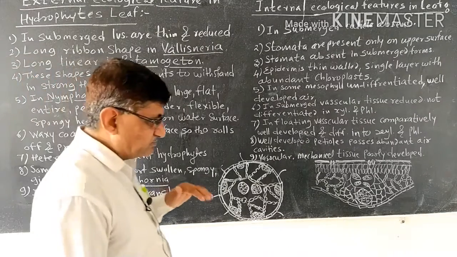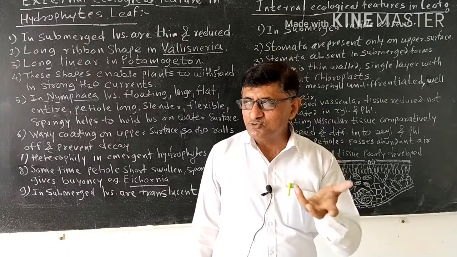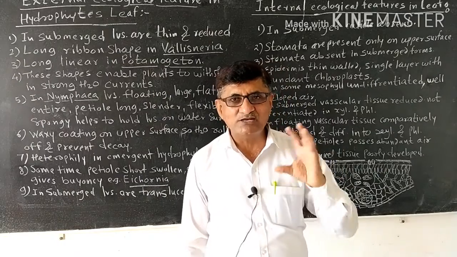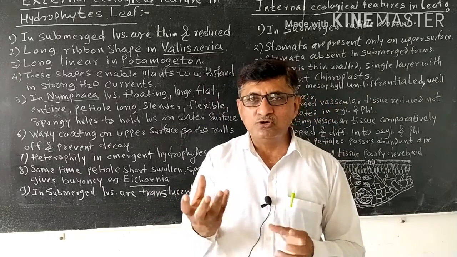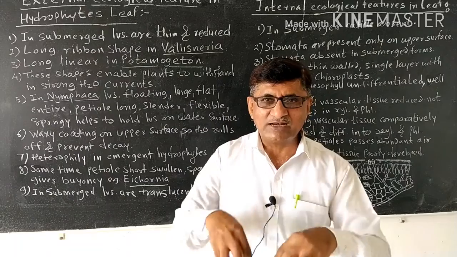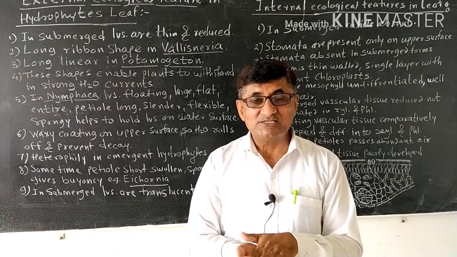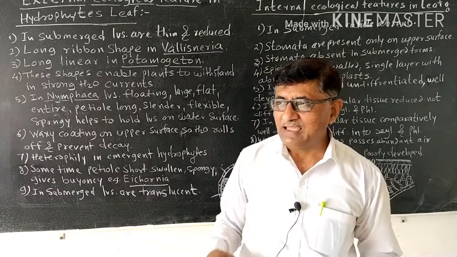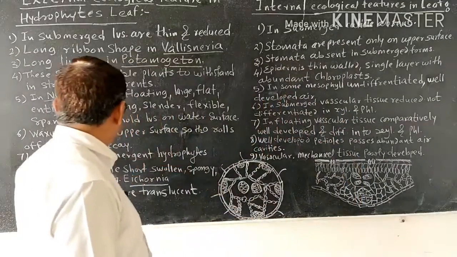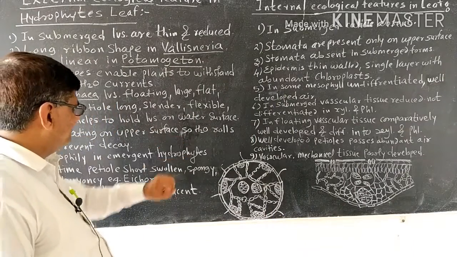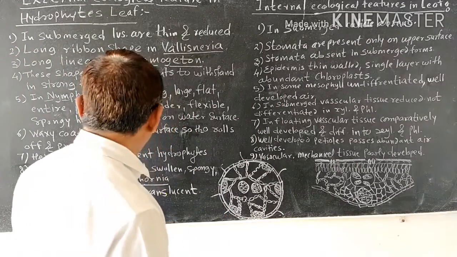You will also see that in submerged as well as floating hydrophytes, the leaves are externally covered with a waxy, oily coating. What is the purpose? The waxy or oily coating does not hold water. Though the leaves remain inside the water or touch the surface of water, the leaf surfaces stay dry because of the waxy coating, which protects the leaves from decay. That is why the waxy coating develops on the upper surface, so water easily rolls off and that prevents decay of the leaves.